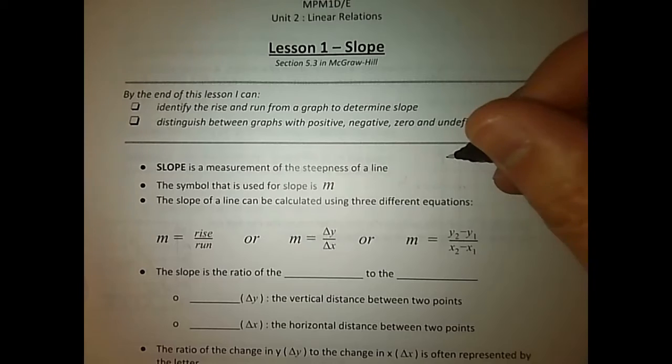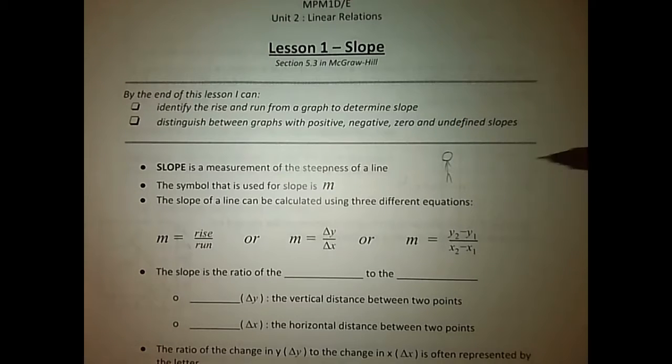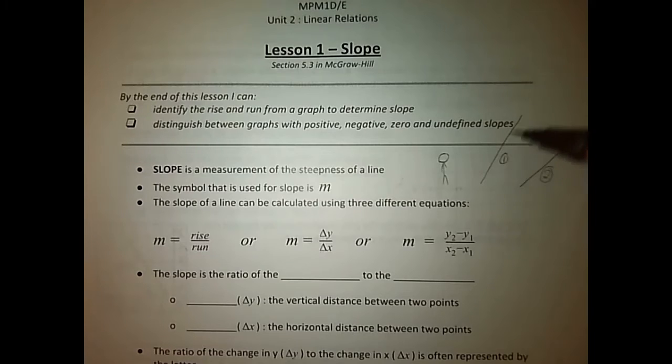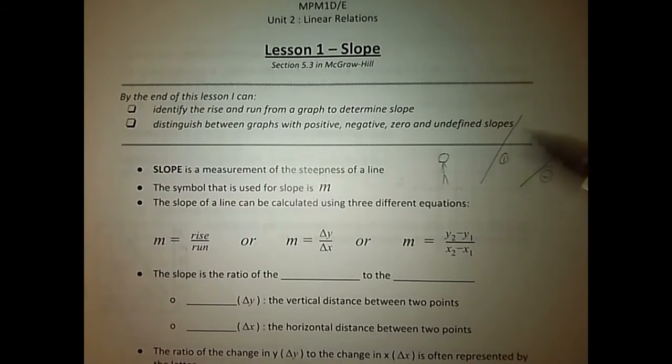So the way I described it in class, if we have a person here, maybe a lazier person like myself, and we have the choice between going up this hill or this hill, which hill would the person who is lazy rather take? Well, I think they would take this one because it's less steep. This one is steeper, so it's more effort to go up this slope here. So slope is a measurement of the steepness of this line.